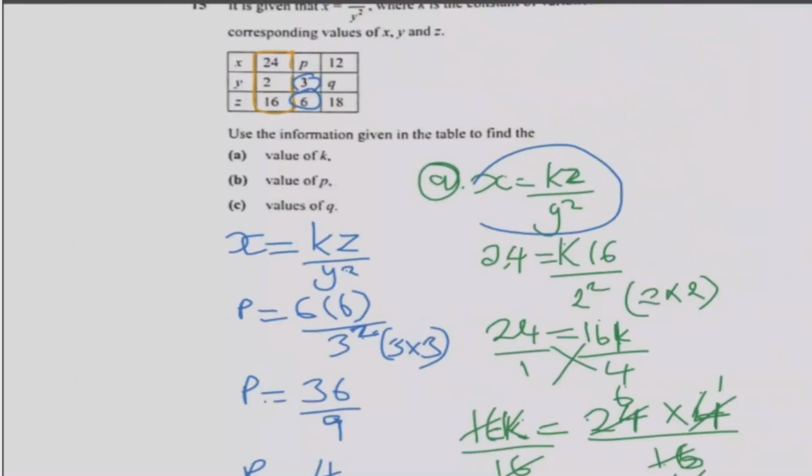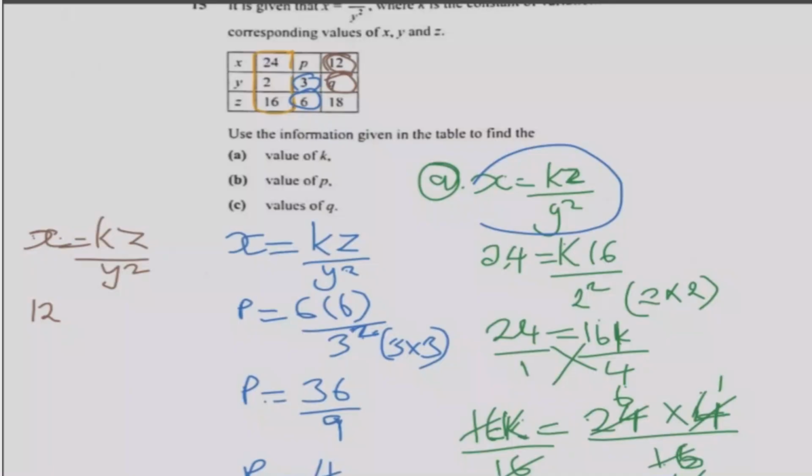Okay, we come to question C, which is to find the value of q. So where is q? q is here. So we want to find the value of q, which is the value of y. We are going to use the same relationship that is given in the statement, which is x is equal to kz over y squared. So what is the value of x in that? We are given 12, so we say 12. The value of x is 12, as you can see here.